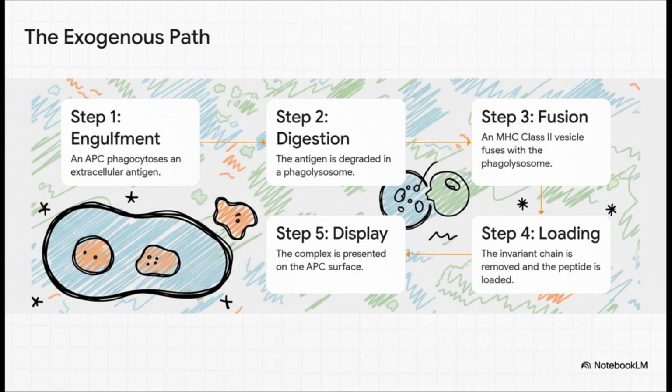This vesicle, with the plugged-up MHC2, then travels and merges with the phagolysosome that's full of chewed-up bacteria. In that acidic environment, the invariant chain is destroyed, opening up the groove. A piece of the digested bacterium is loaded in, and this final complex gets sent to the surface to show CD4+ helper T cells what's going on.